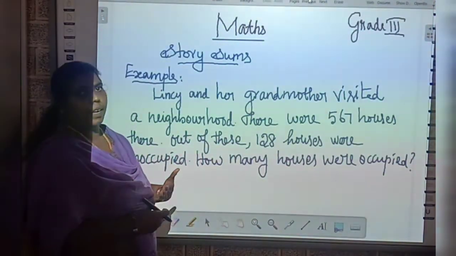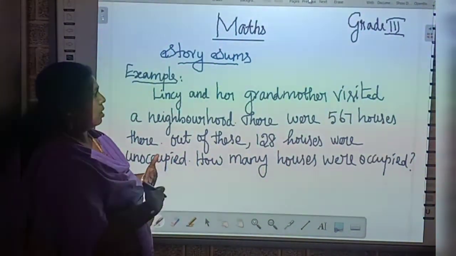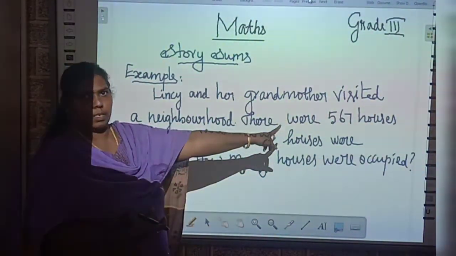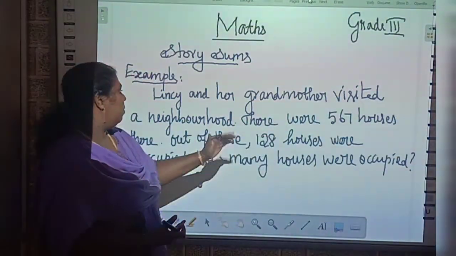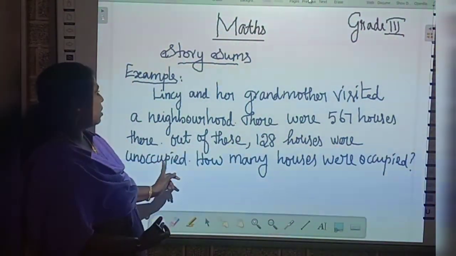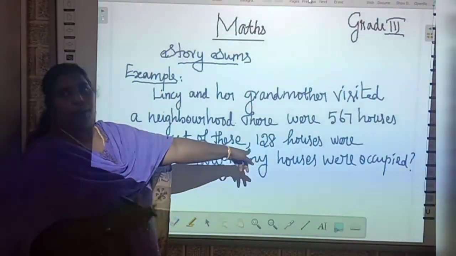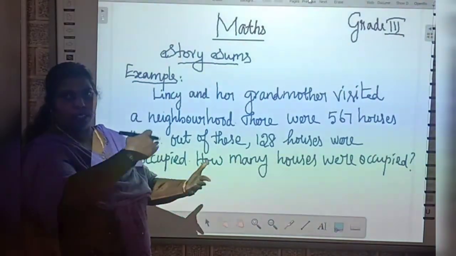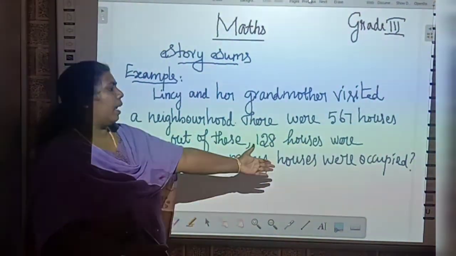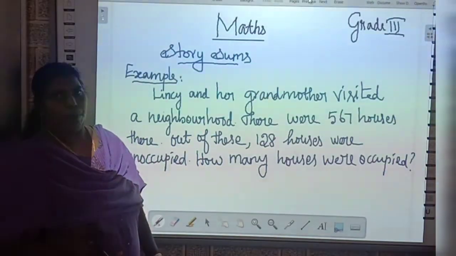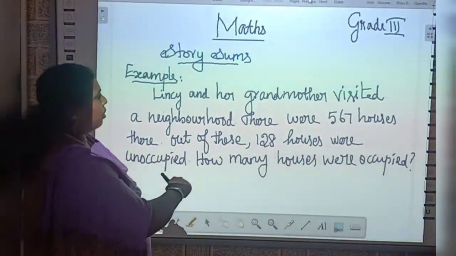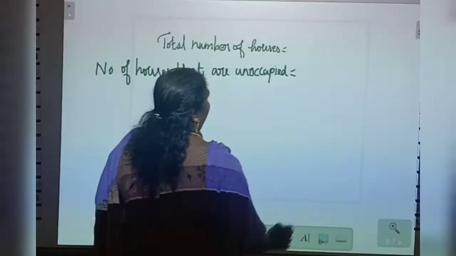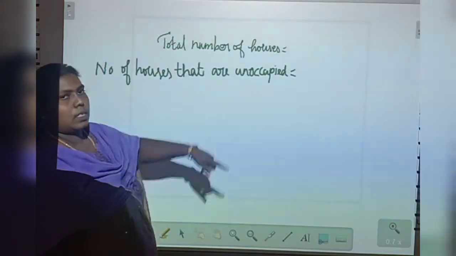First, we are going to write the steps. First, we write the total number of houses. Then next step, how many houses are unoccupied? 128. Then we have to subtract those two values. Then we will get how many houses were occupied. First, we have to write the step. Total number of houses 567. Total number of houses, how much?